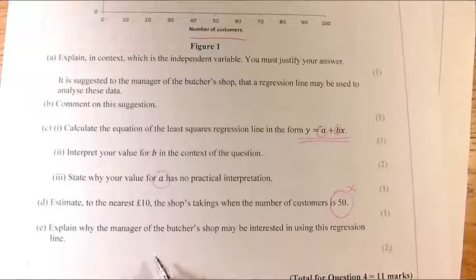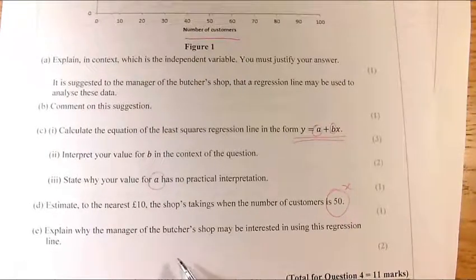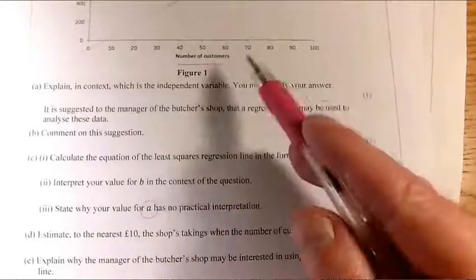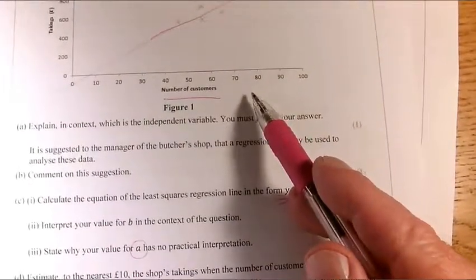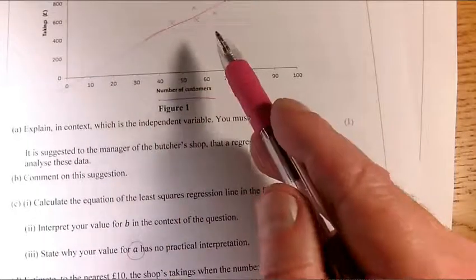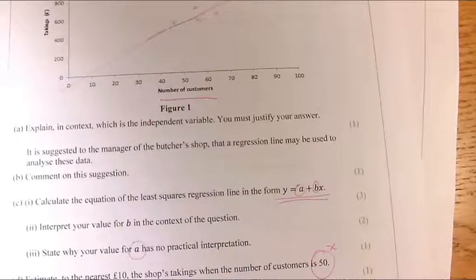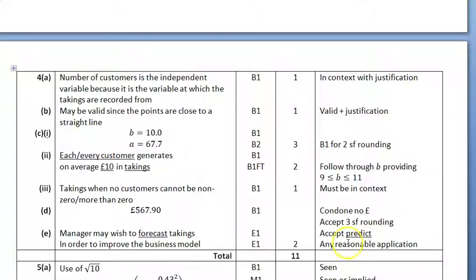And then we've got to explain why the manager of the butcher shop may be interested in using the regression line. So they may have different numbers of customers on different days. If they can predict their number of customers, then they can get an idea of how much each customer is worth, and being able to predict their takings might be useful. On the mark scheme, you can see they want the word predict or the word forecast. This is a bit vague, in order to improve their business model. But you've got to make it seem like you have thought about what the butcher might want to do with it. And then the rest of the question, you can see the other comments as we have discussed.